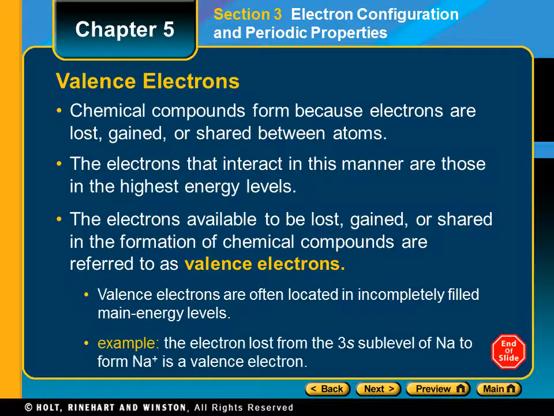They're the ones on the outside. Think of them as the outside shell. The electron lost from the 3s sublevel of sodium to form the sodium ion is a valence electron. That's an example of what we're talking about.